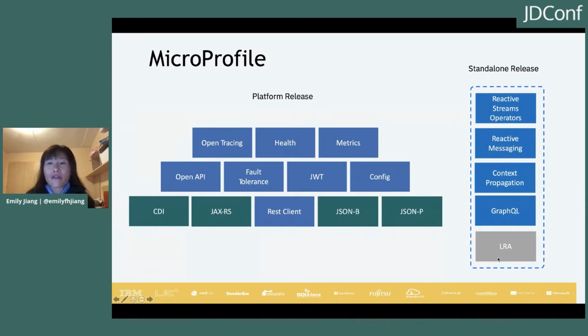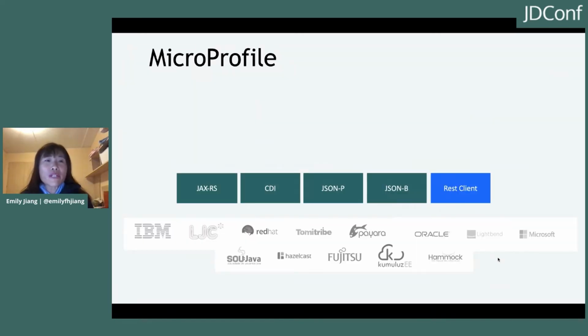Hopefully this year we can release Long Running Actions, which helps you to do transactional microservices. In this talk, I will talk about this platform release. When you create a microservice, it's very popular to create a RESTful microservice, and then you use JAX-RS, CDI, JSON-B, and JSON-P. And then you can use MicroProfile REST Client to connect these microservices together.